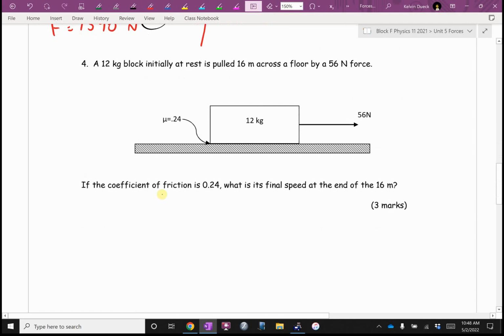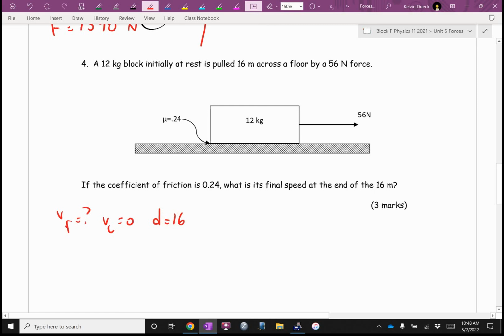A block initially at rest is pulled across blah, blah, blah. What is the final speed? Oh. Wants me to find VF. Well, VI is 0. D is 16.